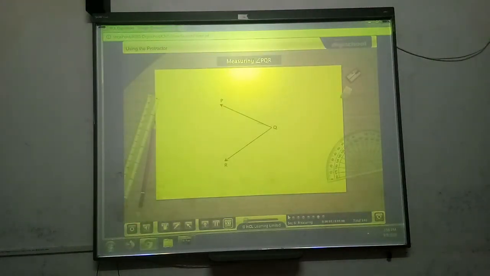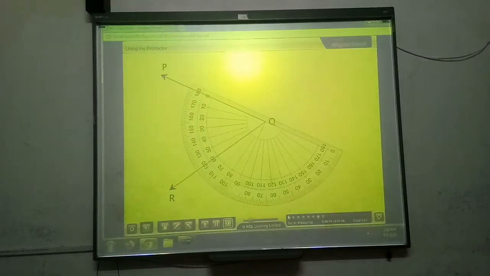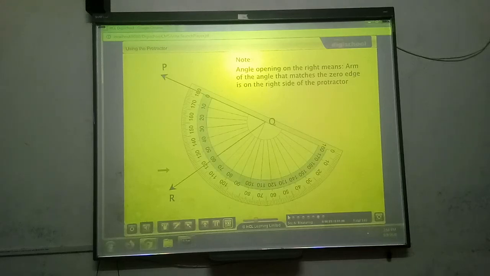Now let us find the angle PQR. Place the center mark of the protractor at the vertex of the angle represented by point Q. If we keep the zero edge of the protractor on QP, the angle opens to the right side, and therefore we must use the lower row. Read the number where the arm QR meets the protractor. It shows 60.